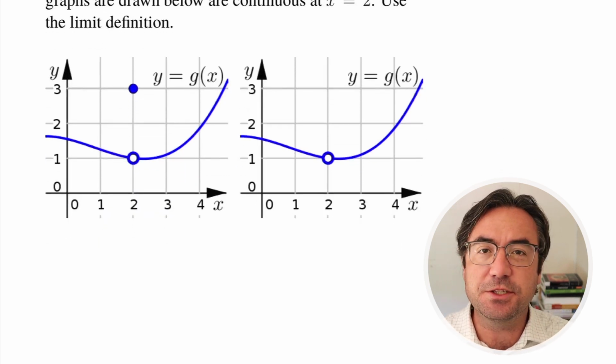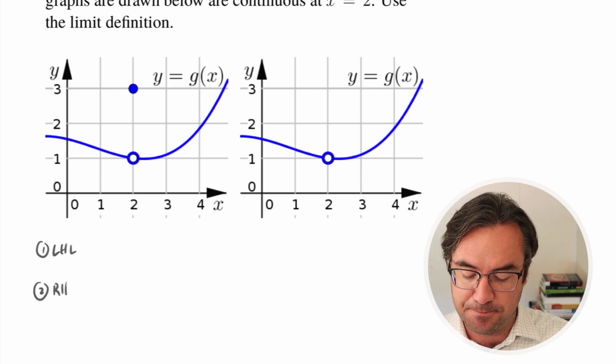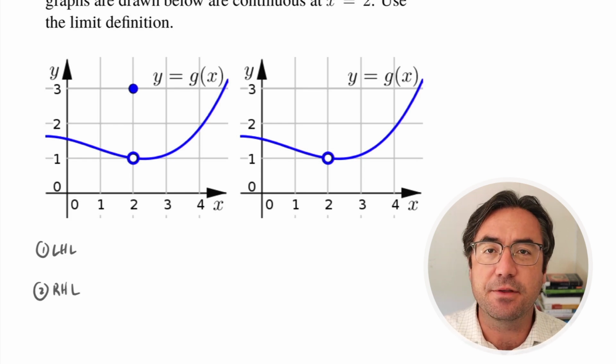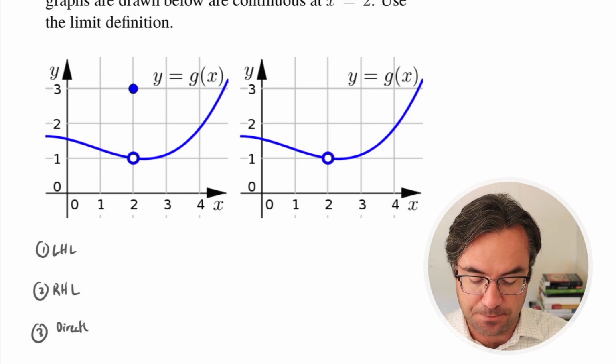There's three things we need to calculate. We need to calculate the left-hand limit. We need to calculate the right-hand limit. And then we need to calculate our function value directly at x equals 2.